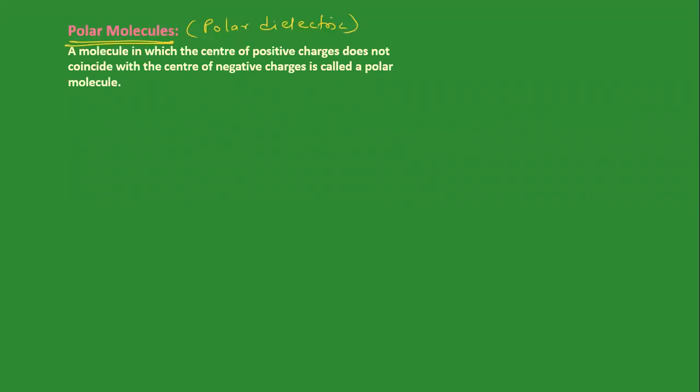Polar means a molecule in which the center of positive charges does not coincide with the center of negative charges. This word is very important, does not coincide. Means the centers of positive charges and negative charges in a molecule are not coinciding. If they do not coincide, the molecule is a polar molecule.